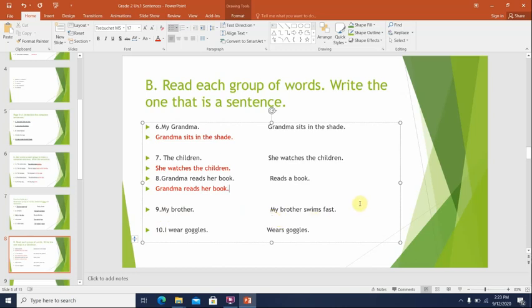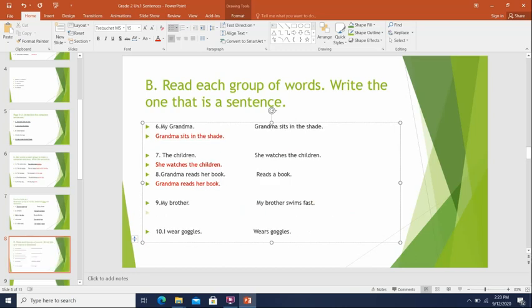Okay, number 9, it says my brother, and the second group of words says my brother swims fast. Of course, the second group of words is the sentence because it tells you that my brother can swim fast. It tells you about who can swim fast. Okay, number 10, I wear goggles. The first group of words is a complete sentence because it tells you about who. I. Okay?